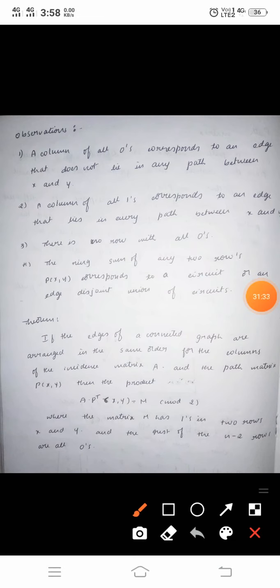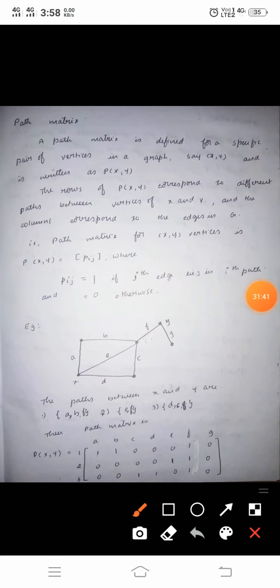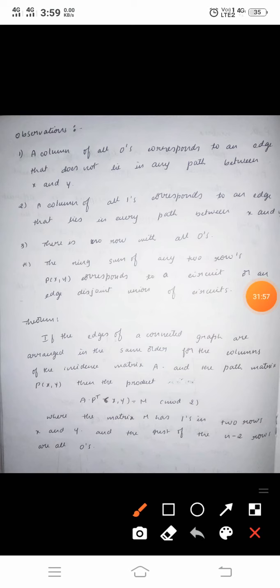Next, a column of all ones corresponds to an edge that lies in every path between x and y. Here I have a column in which all the entries are 1. It indicates that F is present in all the paths between x and y. See here, F is present in all the paths, so its entries are all 1. There is no row with all zeros.